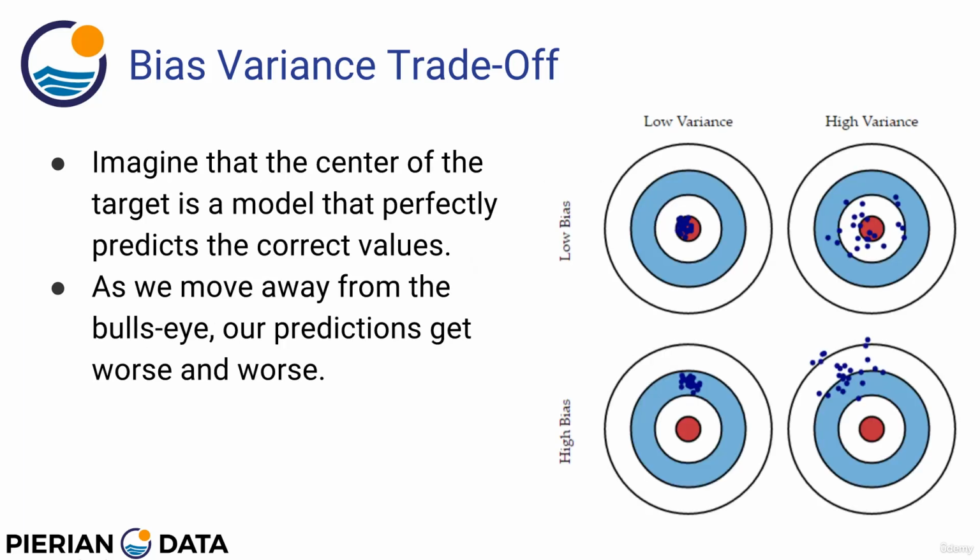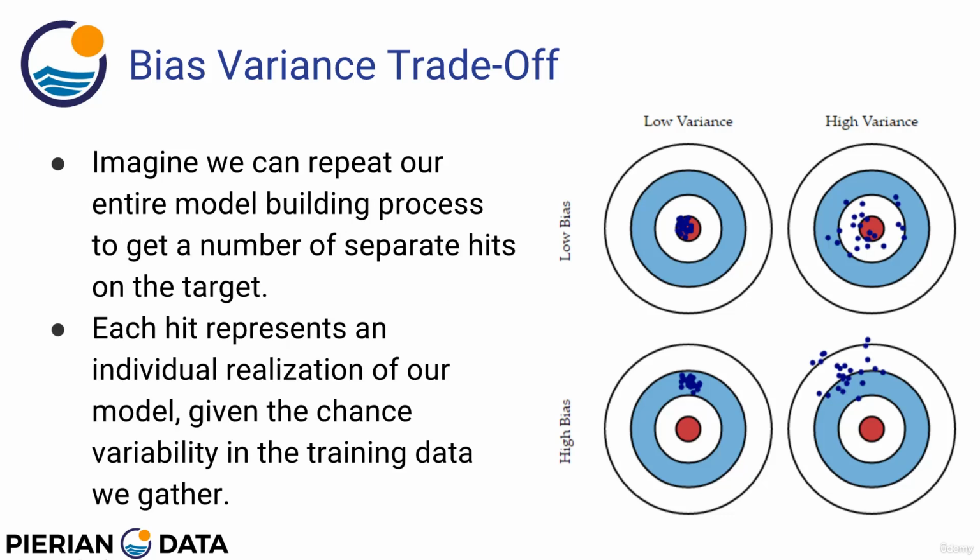Let's go ahead and discuss this topic by imagining a dartboard. So imagine that the center of this target, or dartboard, is a model that perfectly predicts the correct values. As we move away from the bullseye, our predictions will get worse and worse. And we're going to make a quadrant of low variance versus high variance and high bias versus low bias, so we can get an understanding of what the bias and variance terms mean generally. Imagine we can repeat our entire model building process to get a number of separate hits on the target. Each hit represents an individual realization of our model, given the chance variability in the training data we gather.